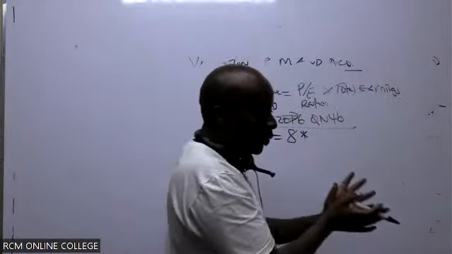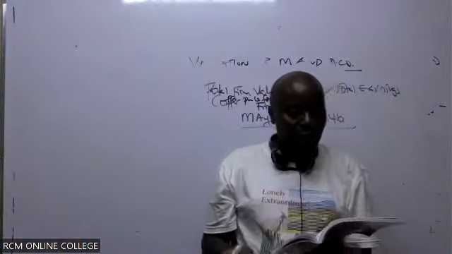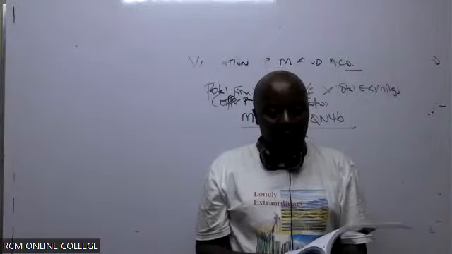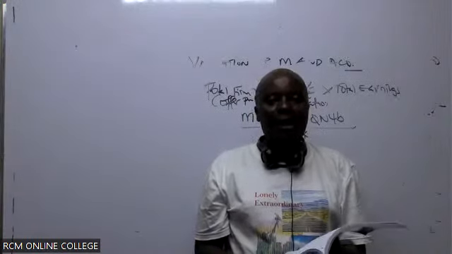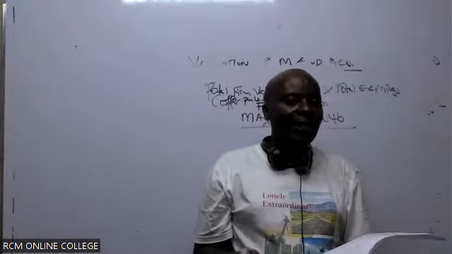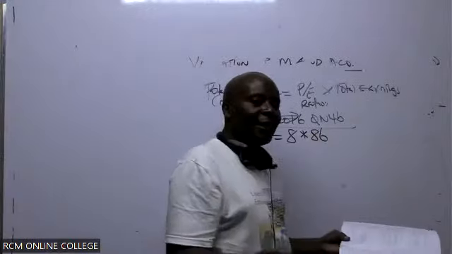Let's read the question. We are told Huge Limited intends to take over Tiny Limited, another company in the same industry. Tiny Limited is expected to post earnings of 86 million next year. So they're basically giving us the total earnings. The total earnings of the firm that we want to acquire is 86.